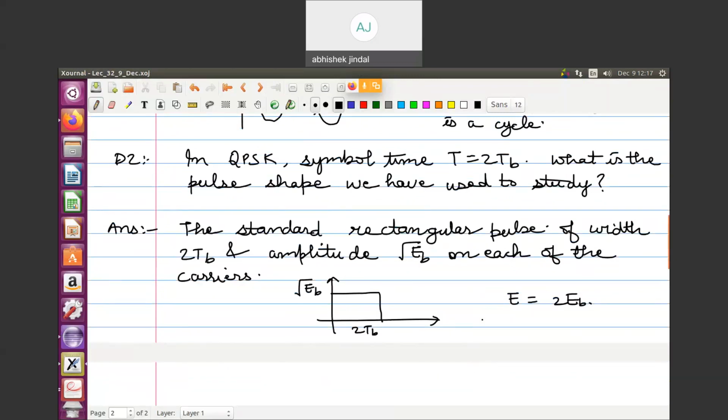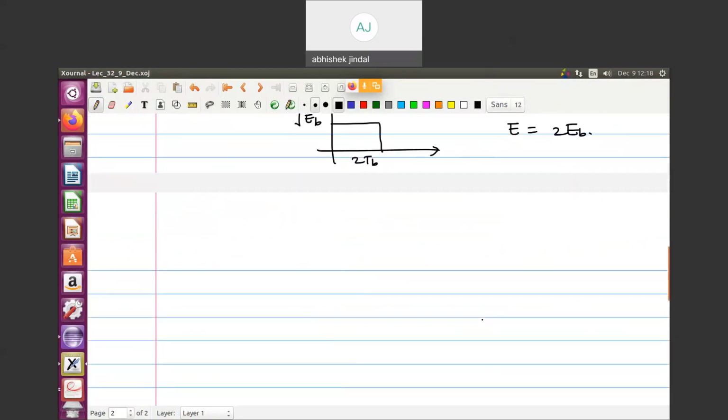Okay, and this is logical as well, that if E is the symbol energy, and EB is the bit energy, then both EB should add up to give you E. So this should be seen very clearly. Or if you want us to do a derivation, let us see this. Okay, let me do it.